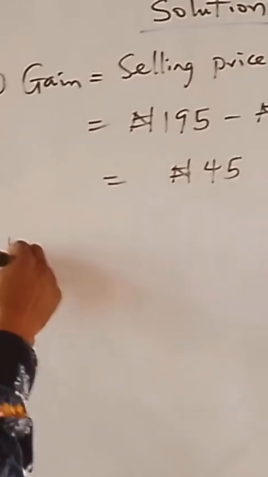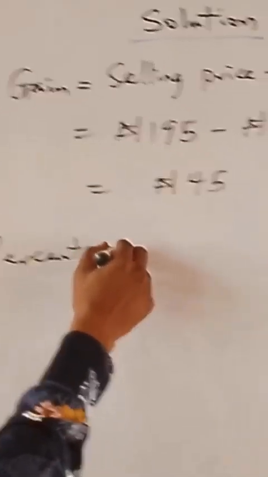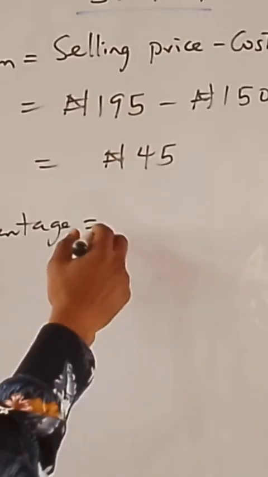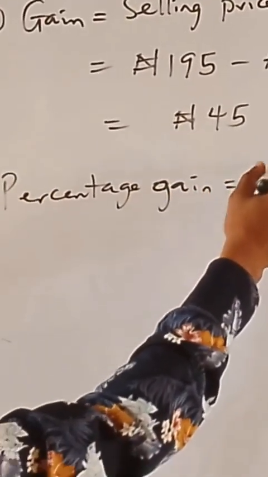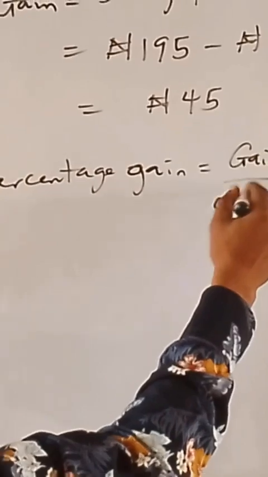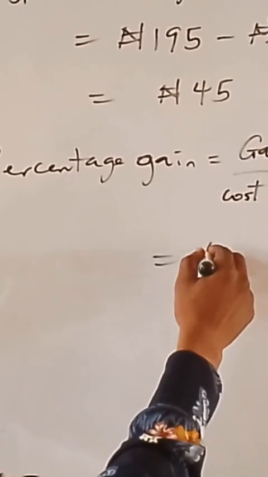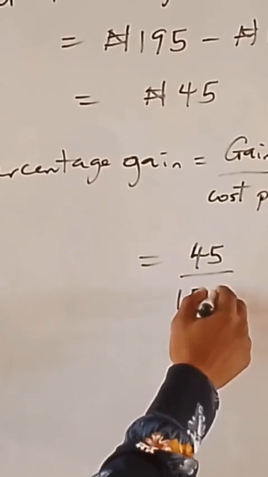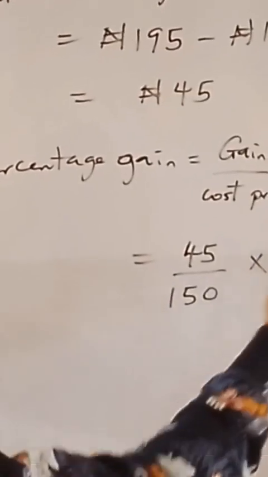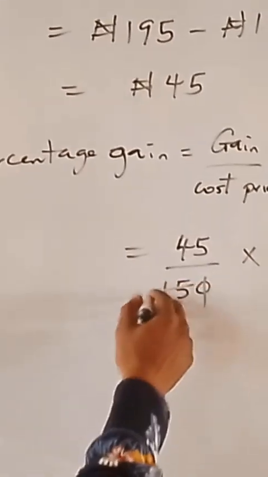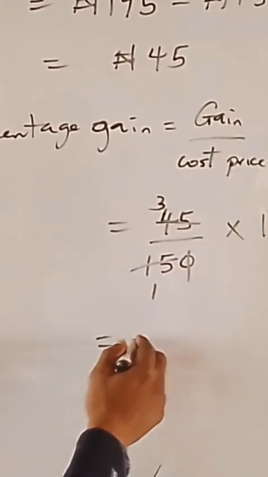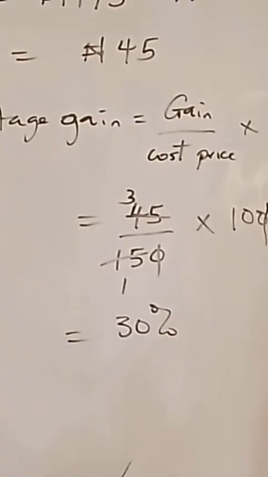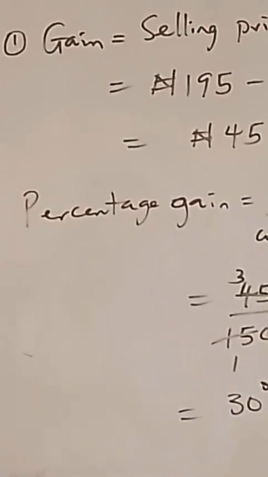So we need to calculate the percentage gain. Percentage gain now is equals to gain over cost price times 100%. So the gain here is 45 naira, while the cost price is 150 times 100%. 10 will eliminate 10 here, 15 here 1, 15 here 3. 3 times 10 will give us 30%. That is the percentage gain.